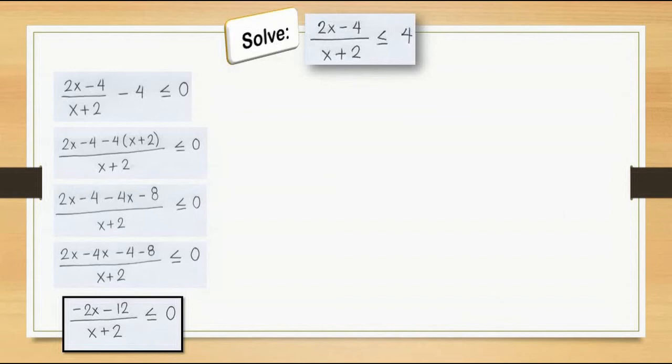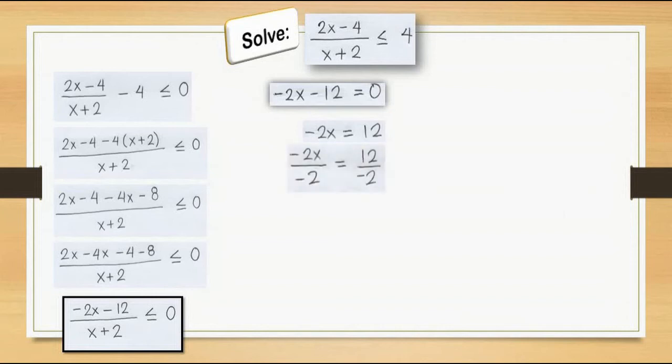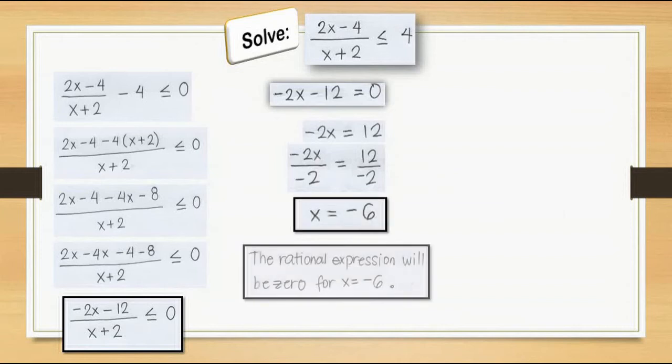Now let's look for numbers that will make the expression 0 or undefined. So for the numerator, negative 2x minus 12 is equal to 0. So that becomes negative 2x is equal to positive 12. Divide both sides by negative 2. So negative 2x over negative 2 is equal to 12 over negative 2. So x is negative 6. The rational expression will be 0 for x equal to negative 6.